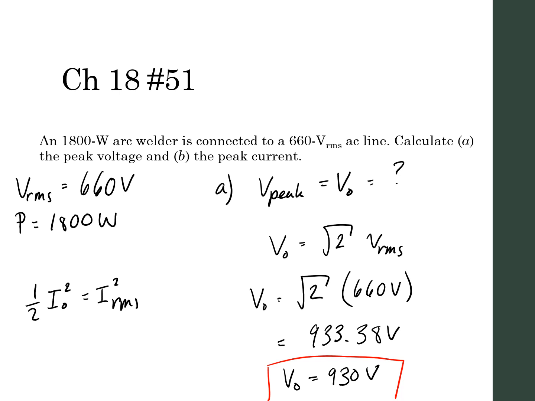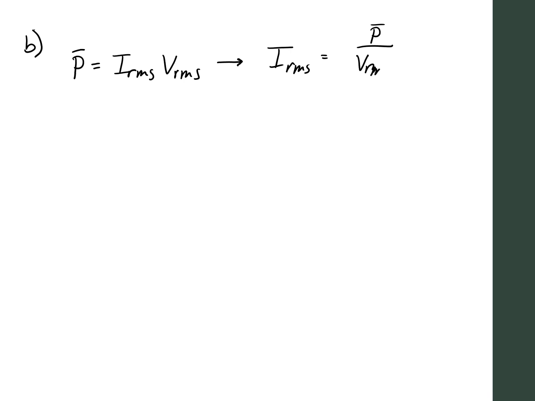So in part B, we're being asked to find the peak current. In order to do that, we need to use our equation for power. Average power is equal to the RMS current times the RMS potential. Rearranging, because I want the peak current, I need to solve for the root mean squared current first. So I've just rearranged my equation.